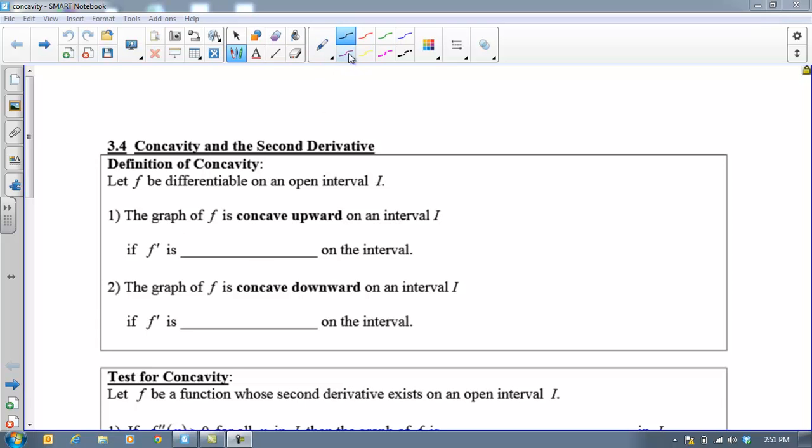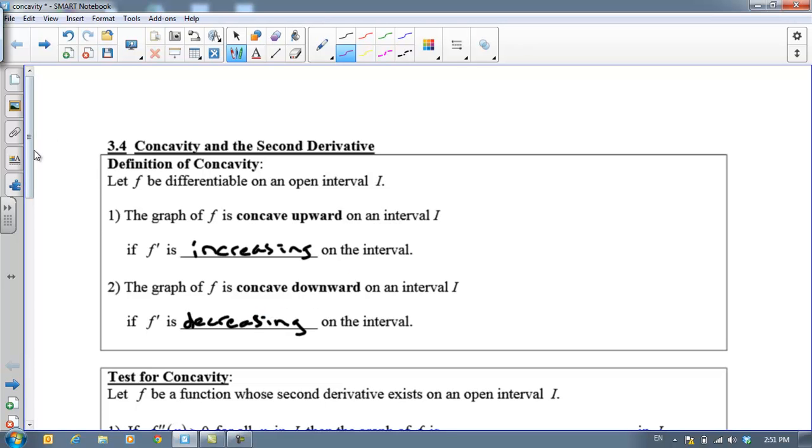Today we're going to talk about concavity, or what does the second derivative say about f. We're going to have a definition of concave up. If f prime is increasing on an interval, then we are going to say that f is concave up. And if f prime is decreasing on an interval, then we're going to say that f is concave down.